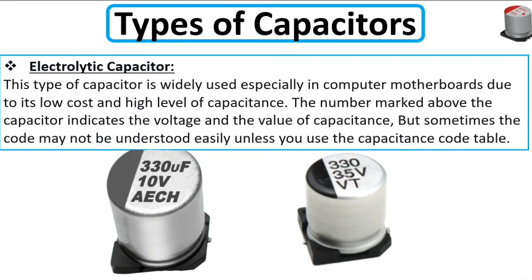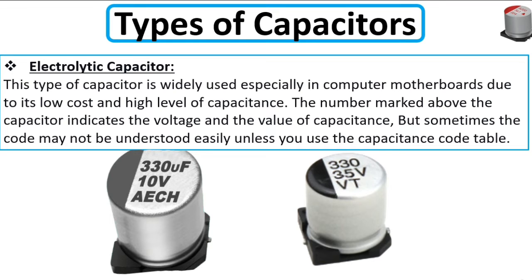This type of capacitor is widely used, especially in computer motherboards, due to its low cost and high level of capacitance. The number marked above the capacitor indicates the voltage and the value of capacitance, but sometimes the code may not be understood easily unless you use the capacitance code table. For these two electrolytic capacitors, the code is clear and evident. We have 330 microfarad and 10 volts, the working voltage. And for this capacitor we have 330 microfarad and 35 volts.